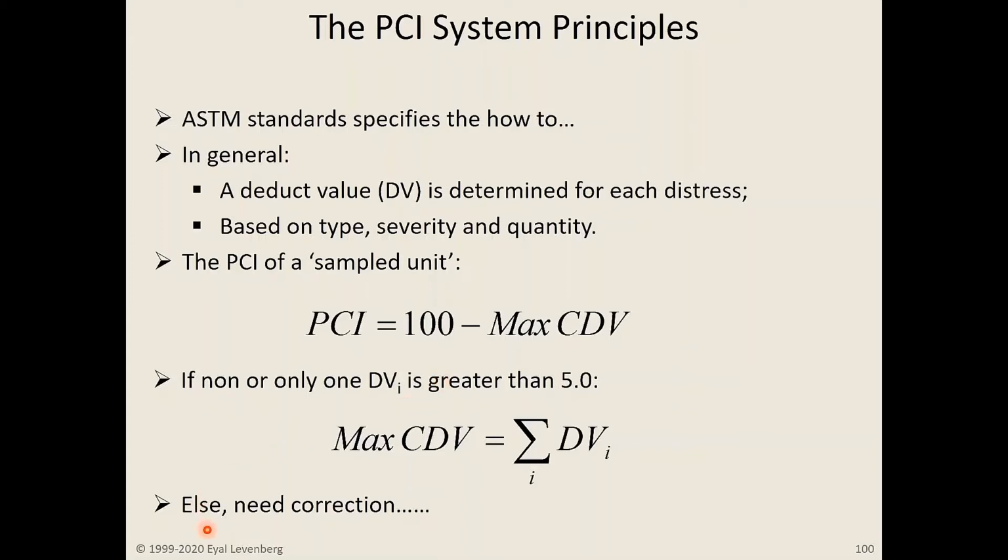And this is why it says here we need a correction. So if none or only one of the deduct values is greater than 5, then the procedure is rather simple, and else we need some correction. Now the corrections are of course needed to ensure that there are no double deductions, because there are many damages that occur in the same area, like we saw before when there's rutting and alligator cracks in the same location.